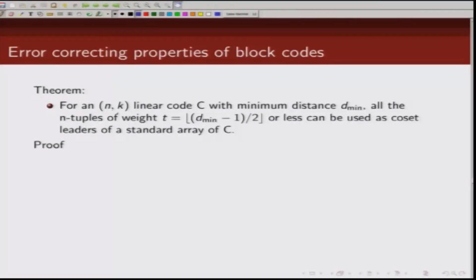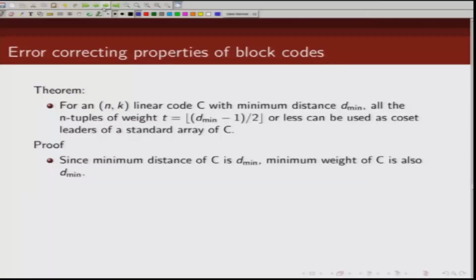Next, we are going to prove a result which is as follows. If we have an (n,k) linear block code whose minimum distance is d min, where d min lies between 2t plus 1 and 2t plus 2, then we can show that all n tuples of weight t or less can be used as coset leaders in our standard array. We are going to prove this result using the method of contradiction.